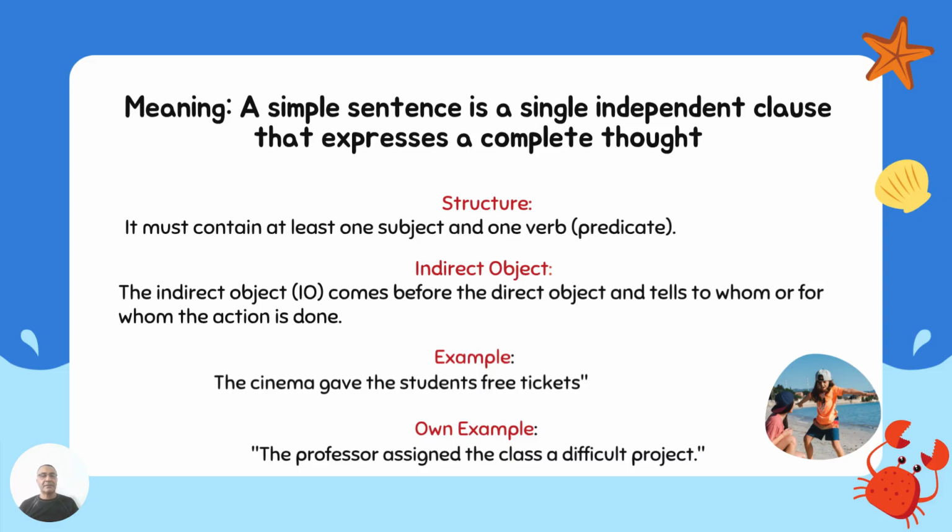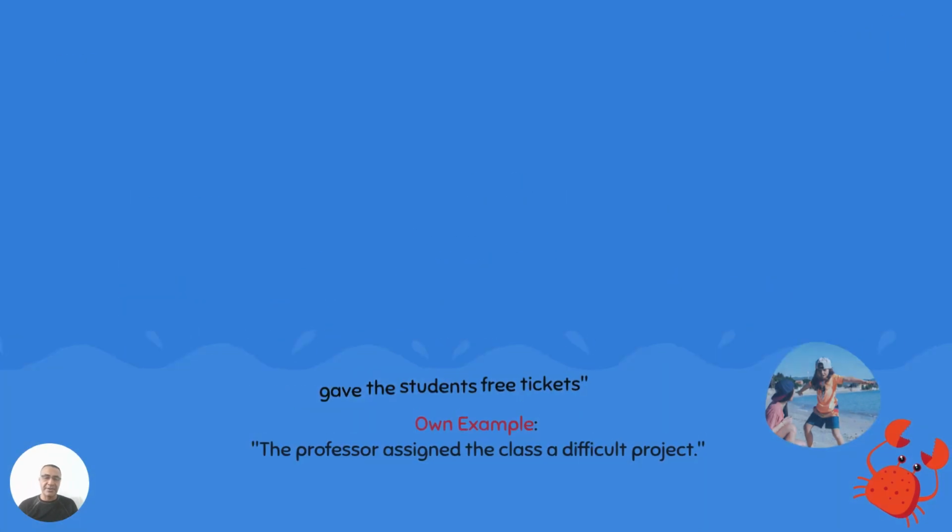Indirect object. The indirect object comes before the direct object and tells to whom or for whom the action is done. For example, the cinema gave the students free tickets. My own example: the professor assigned the class a difficult project.